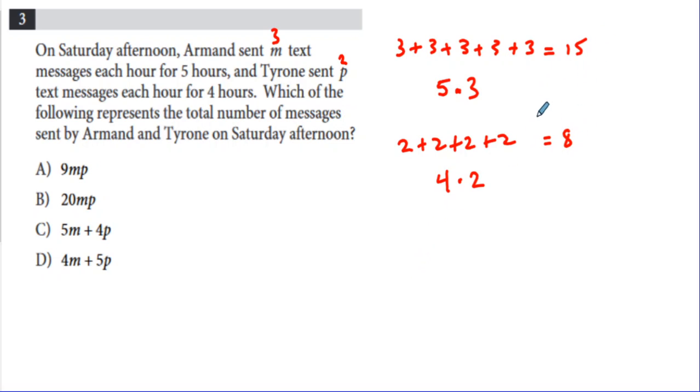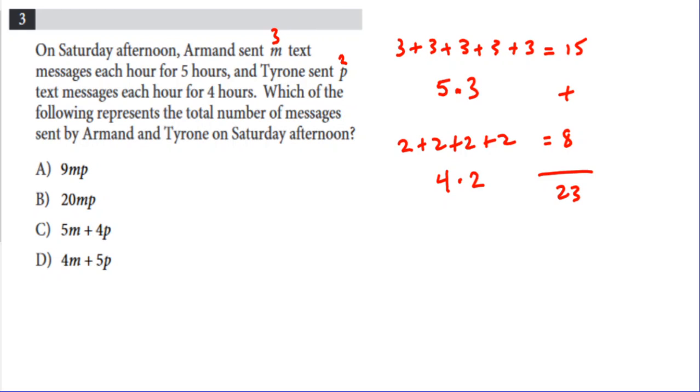And then if I add these numbers together, it says which represents the total number of messages sent by both of them. Well, it looks like in my specific example that I'm using, the answer would be 15 plus 8, which is 23, right? So if I take this specific example and I generalize it back to instead of being 3, I do M, right?